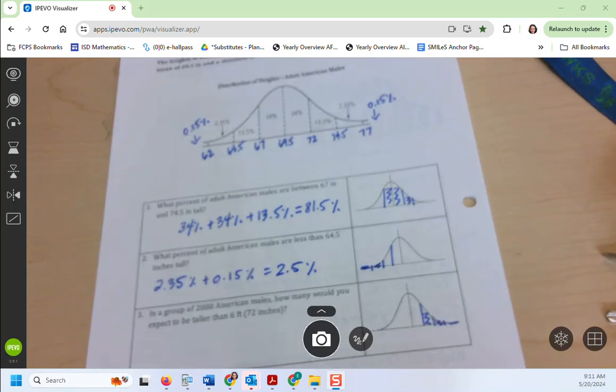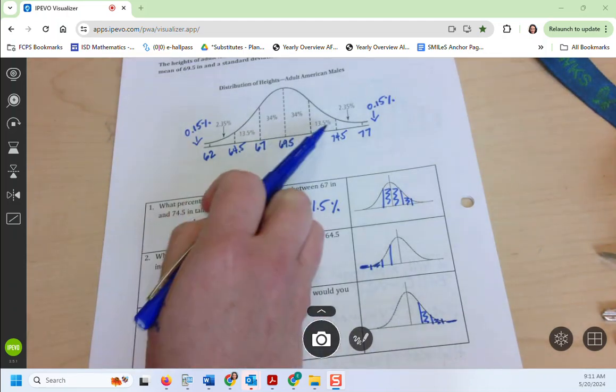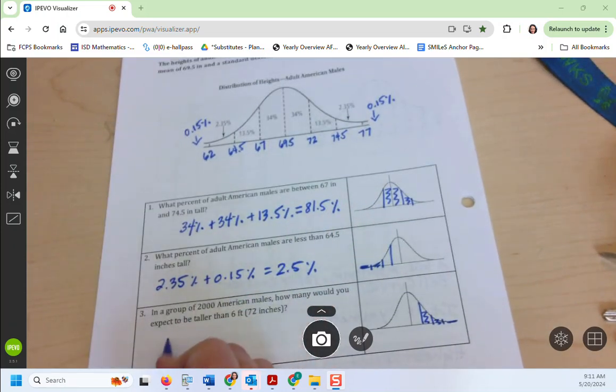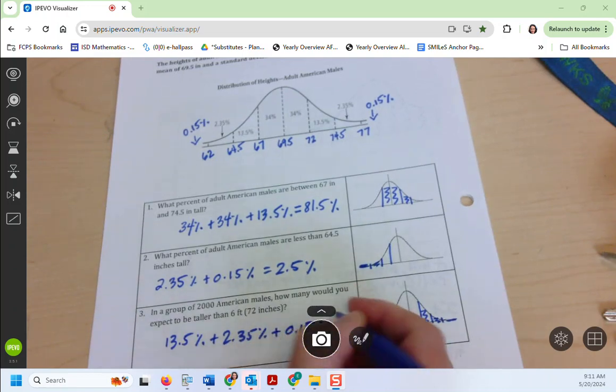All right, and then the other one was greater than 72 inches. So that's this one, and this one. And so that's going to be 13.5%, 2.35%, and 0.15%, which gives you 16%.